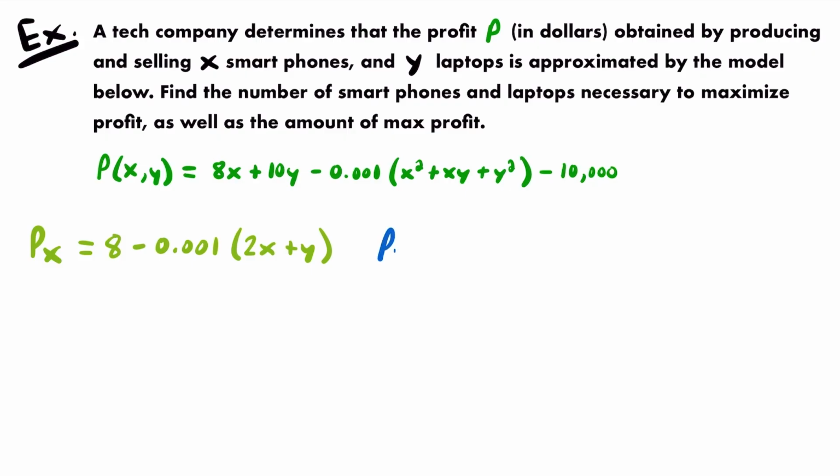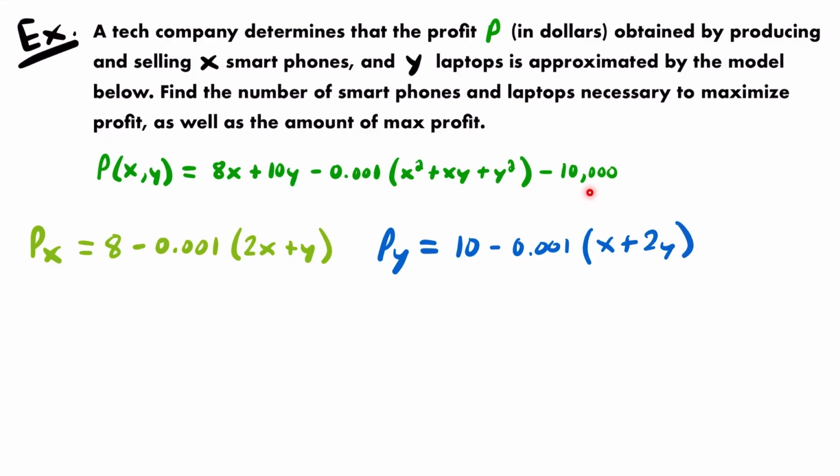Then moving on to the partial derivative with respect to y, or Py, let's take a derivative with respect to y, and so 8x would be a constant, its derivative is 0. But then for 10y, the derivative would be 10, and then we're subtracting 0.001 times the derivative of what's inside these parentheses. Now x squared is a constant with respect to y, its derivative is 0, and then x times y is to the first power, so its derivative will be its coefficient of x, so we will get x plus the derivative of y squared, which is 2y.